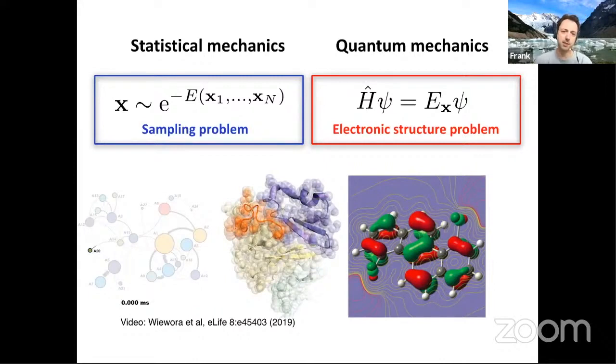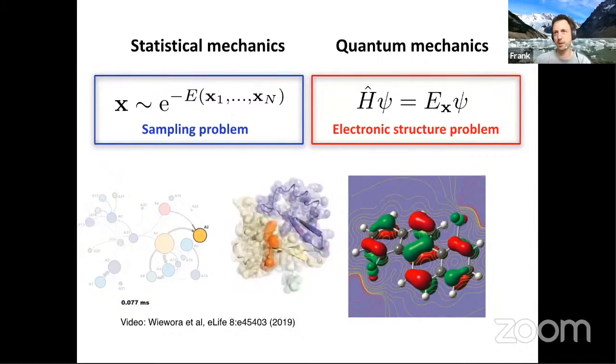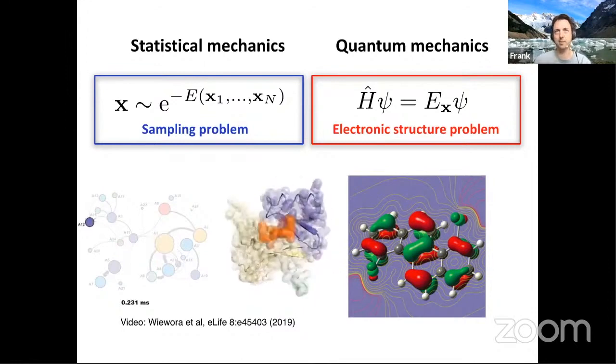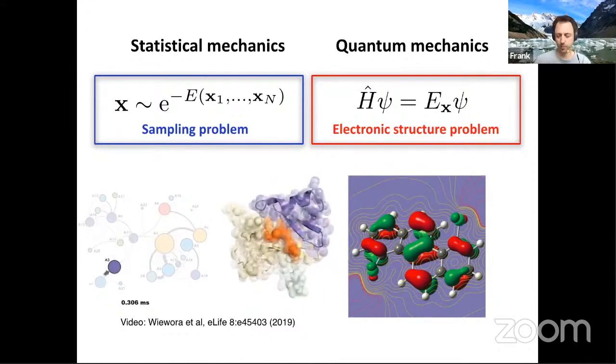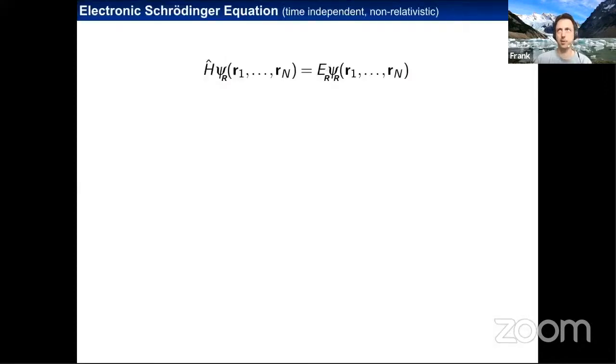We are working on various examples at this interface between physics and machine learning, such as statistical mechanics. For example, the sampling problem in statistical mechanics is something we work a lot on, and also some more recent work on the electronic structure problem that I will talk about today. This work was championed by these two gentlemen here, Jan Hermann and Zeno Schätzle. It's a deep learning solution to the electronic Schrödinger equation.